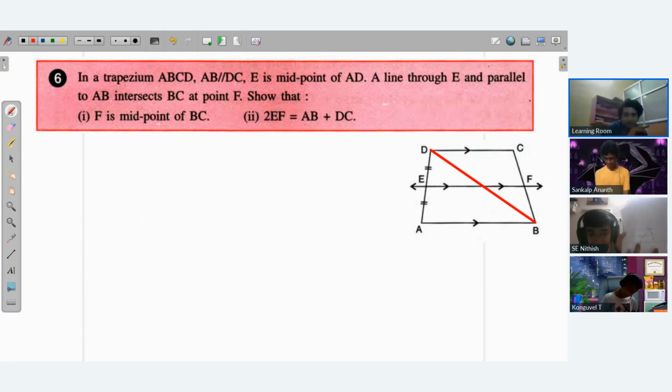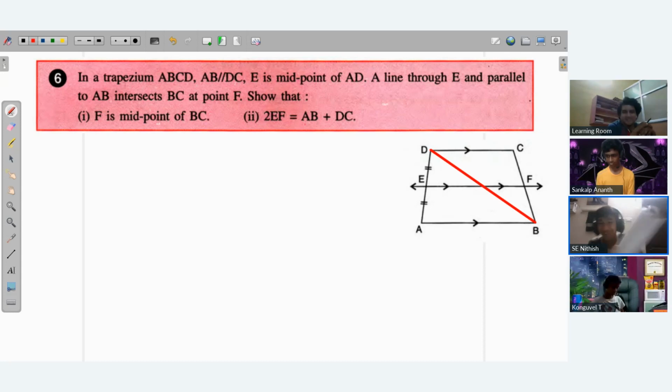Only you tell which is the midpoint, sir. I have to prove that F is the midpoint of B and C, sir. There was initially no midpoint here, but I am drawing a midpoint. Wait a second. You ask how is it the midpoint. In the converse, the line which is parallel should start from a midpoint.